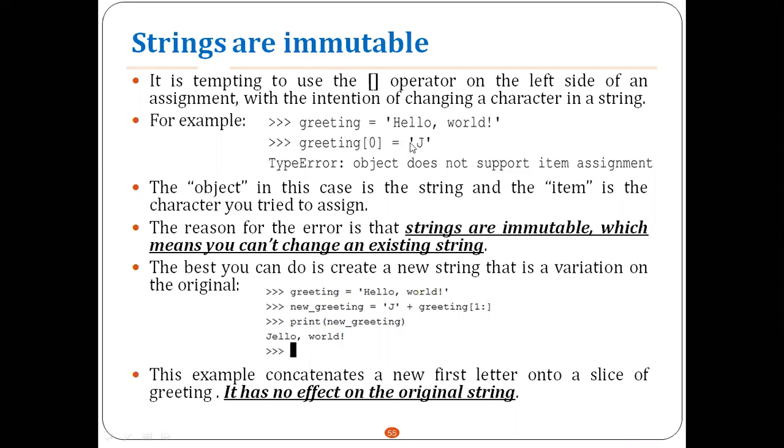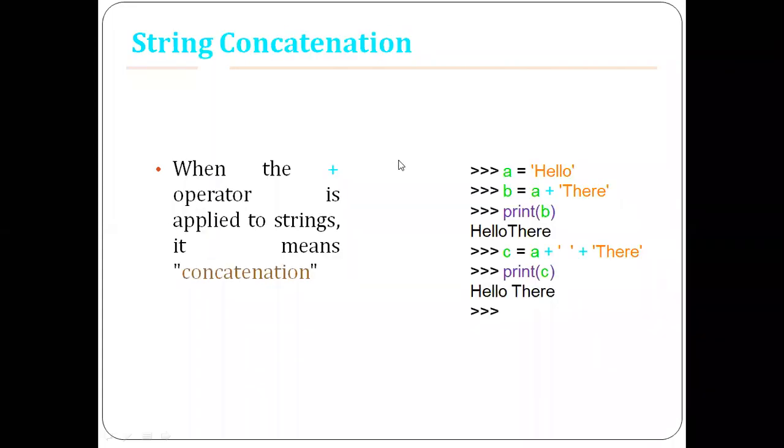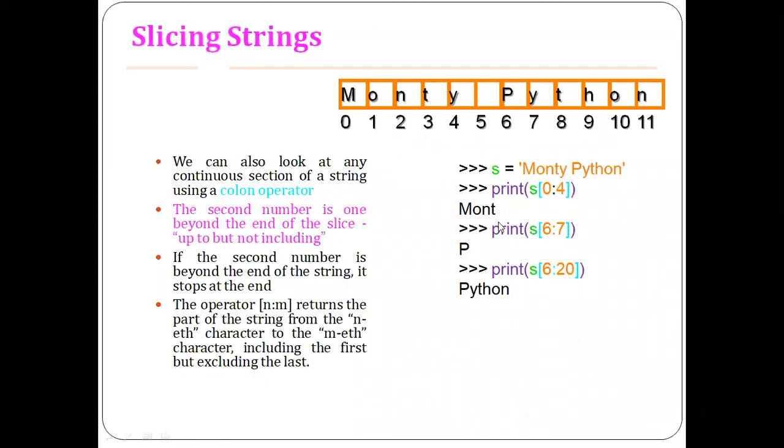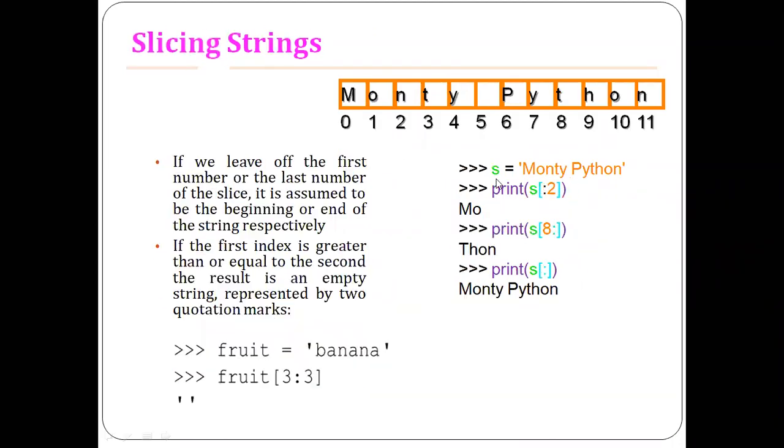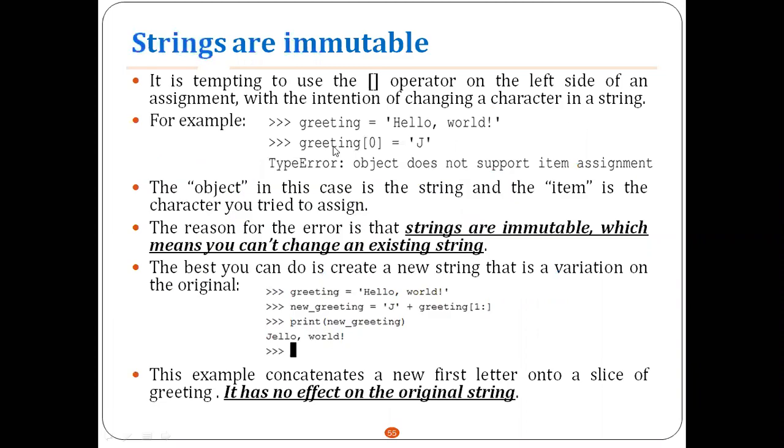It is tempting to use the [] operator, the brackets operator, on the left side of an assignment with the intention of changing a character in a string. Usually we know that each and every character within the string has an index value. So if you try to change the value of an index, let us look at this one.